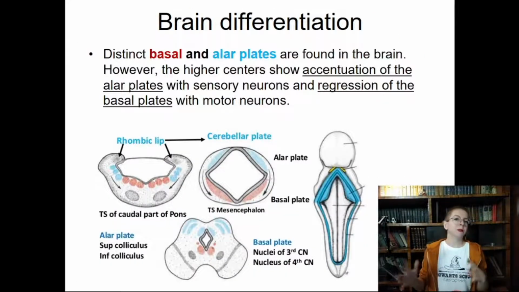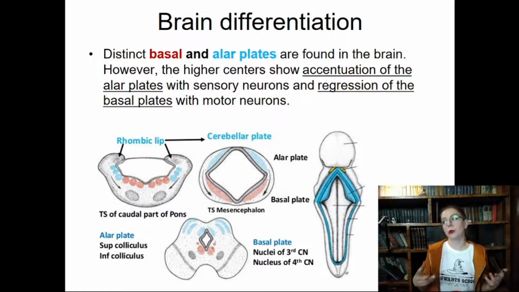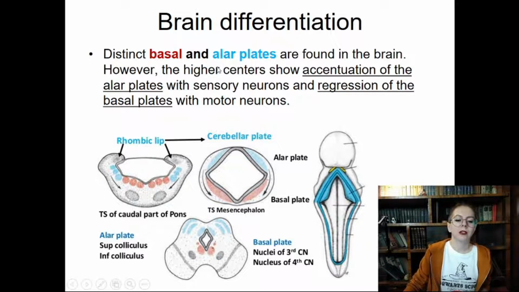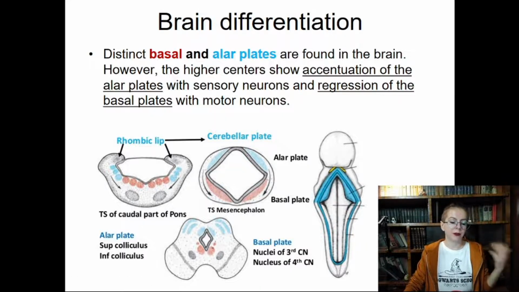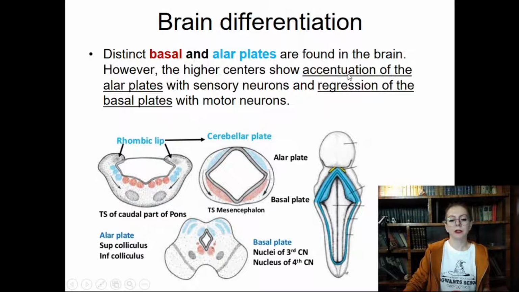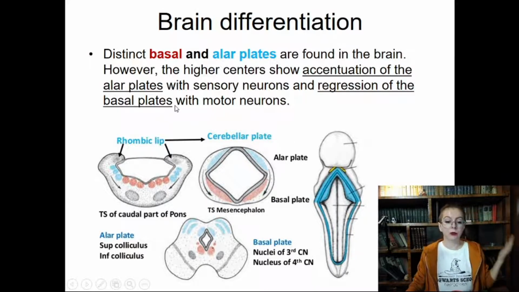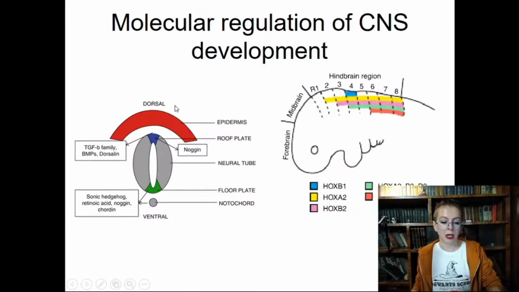After that, in every compartment of our brain, alar and basal plates are not equally developed. In evolutionarily more developed regions, the alar plates, or sensory neurons, are more developed. They develop more intensely. So in the higher centers, alar plates are more developed than basal plates. Sensory neurons prevail over the motor.